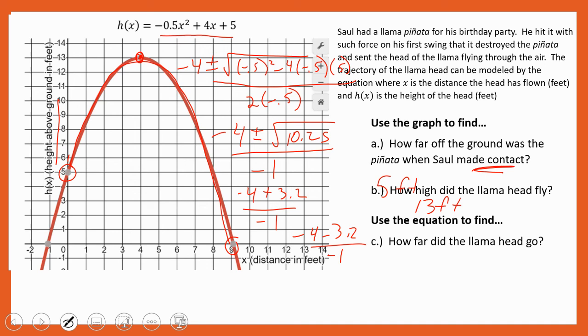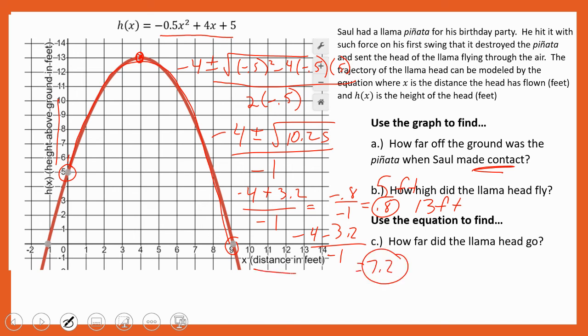So when I go to figure this out, I'm going to have two answers, and my picture might not be right. So it said to use the equation. Negative 4 plus 3.2 is negative 0.8, divided by negative 1, which is 0.8. And then negative 7.2 divided by negative 1, which is 7.2.